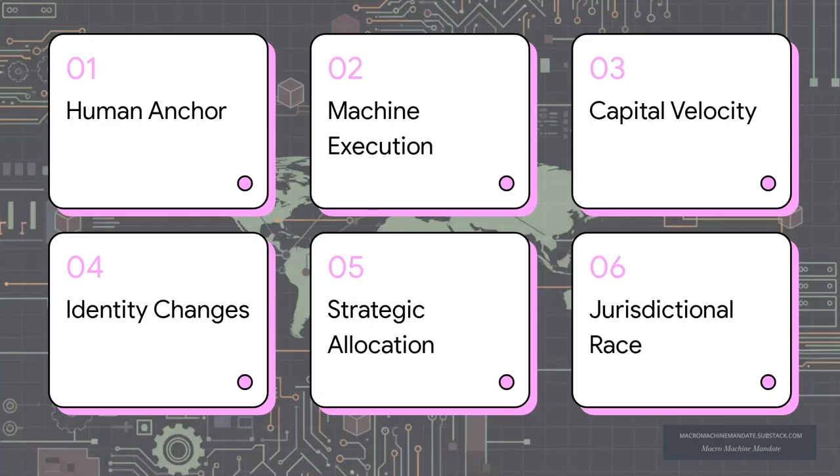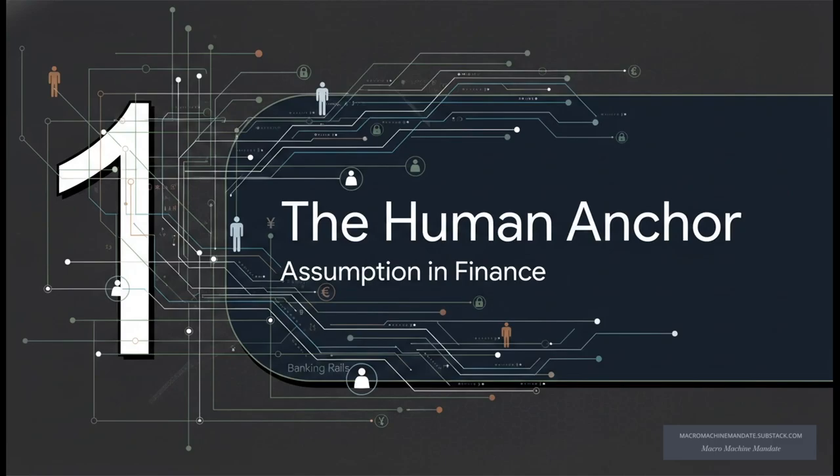Here's our roadmap for today. We're going to cover the human anchor assumption, machine native execution, the capital velocity tax, restructured identity, strategic allocation, and finally, the jurisdictional race. Let's kick things off with Section 1, the human anchor assumption.